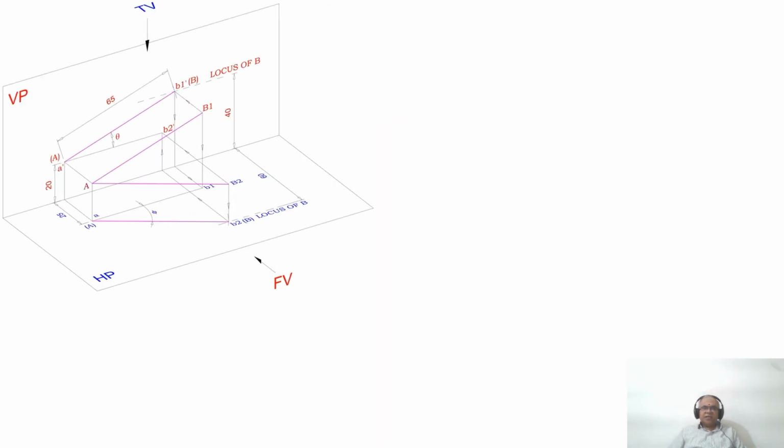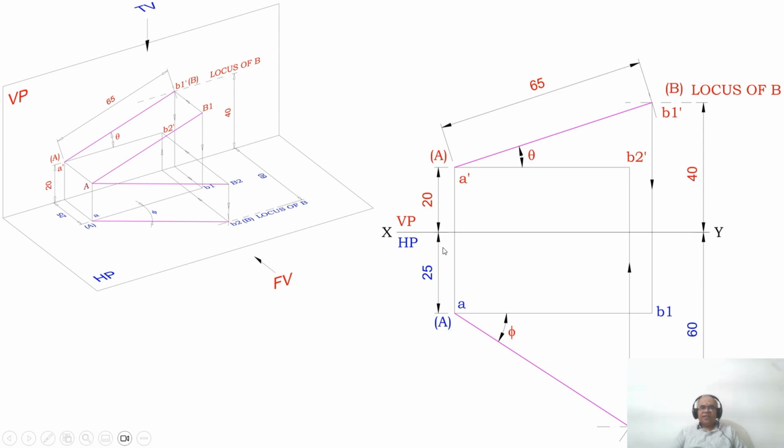Once you do that, that is what we are going to write here. Previously we have drawn till the locus of B, this true length line in the front view and this true length line in the top view. So you know that this is the true length in the front view. That means this line should be parallel to XY in the top view. How can I get that? A is in front of VP by 25 mm. Similarly, B also should be in front of VP by 25 mm.